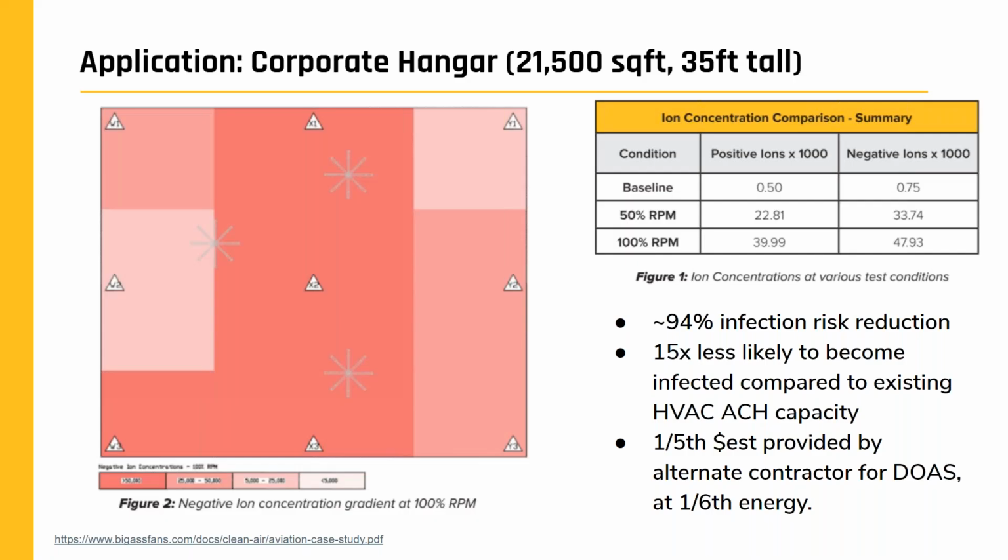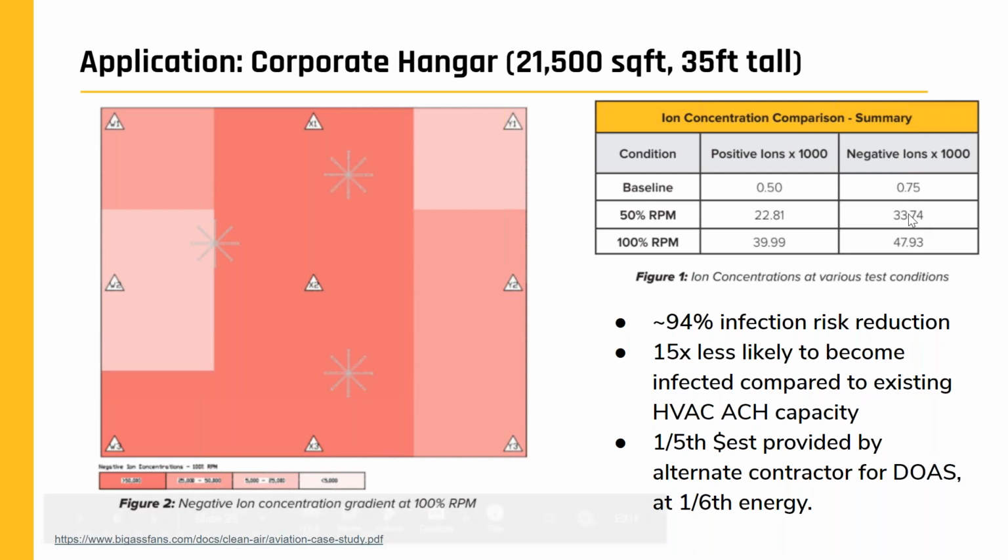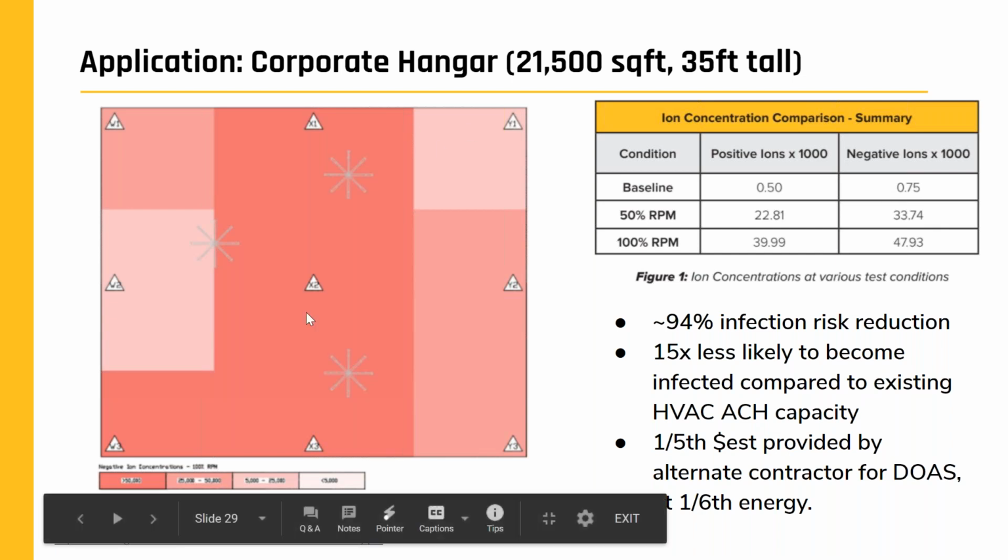So we're going to look at real-world examples because they do speak for themselves. And in 3 minutes, we're going to open it up for questions. The first example I'll show you is 3 fans that we installed in a corporate hangar in Florida. It was 35 foot tall. And as you can see, with the fans running at 50%, we were able to create and deliver on average 33.7 thousand, or 33,000 negative ions per cubic centimeter as we took measurements all over the space.